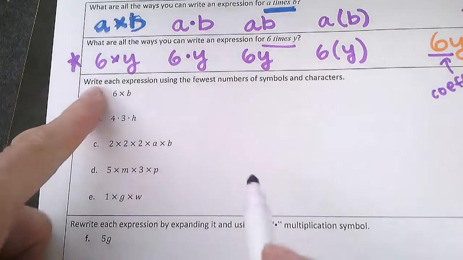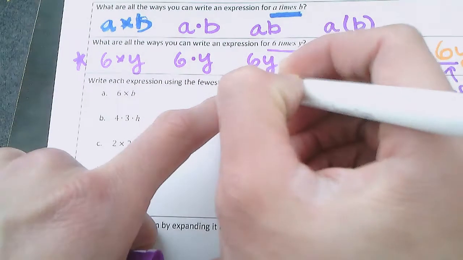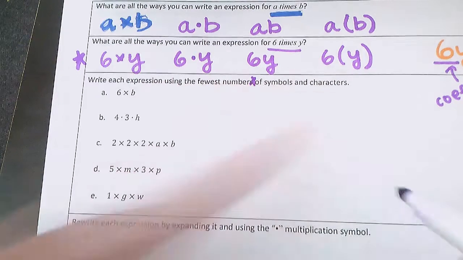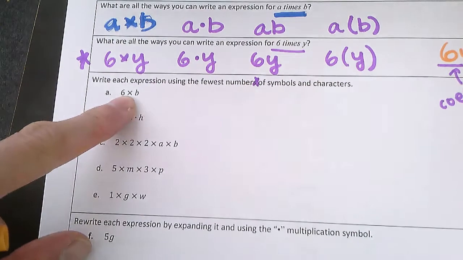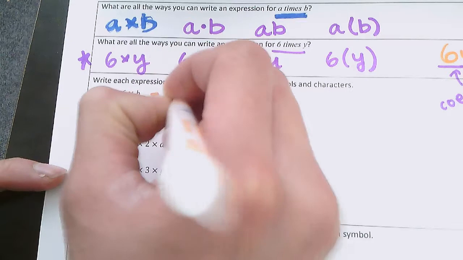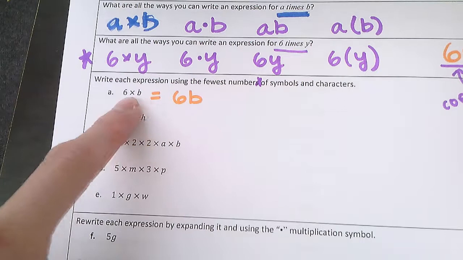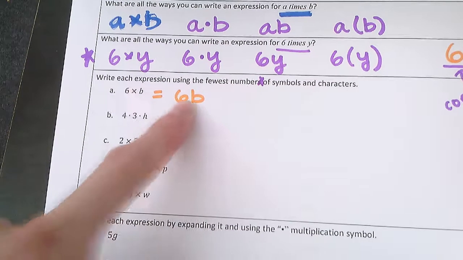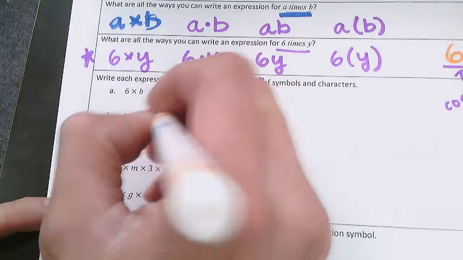Now let's look at this first set of problems we have here. It's asking us to write each expression using the fewest number of symbols and characters. Okay, this is pretty straightforward. 6 times b, right now there are 3 symbols. We can write that with fewer symbols if we just write 6b. 6b is the same as 6 times b, but we got rid of the multiplication symbol and it means the same thing. I'll do one more as an example.